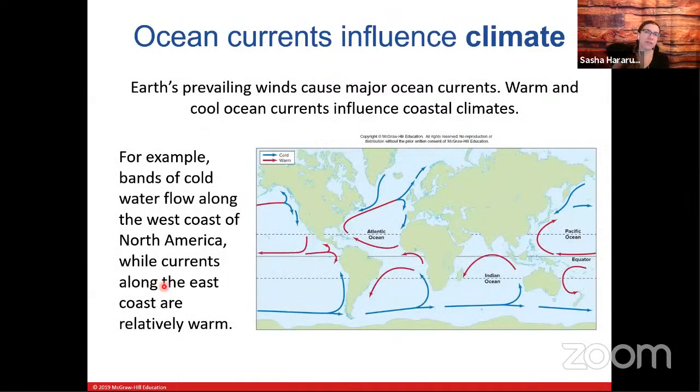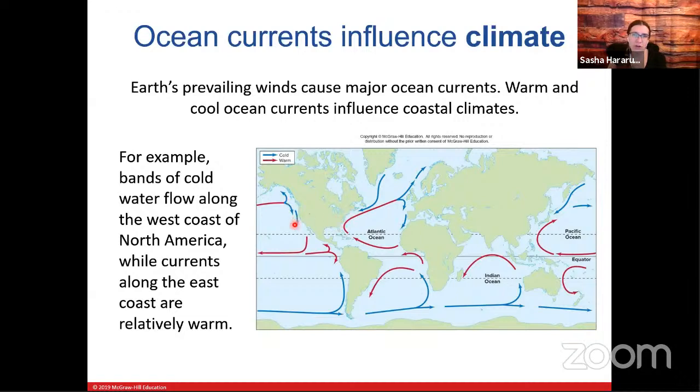So another thing that influences climate are ocean currents. Around the globe, we have warm ocean currents and cold ocean currents. Along the east coast of the U.S., we have very nice warm ocean currents, and they warm the air, which results in air that holds more water and is able to deposit a larger amount of precipitation. This is basically the reason why there are lush forests along the eastern side of the US.